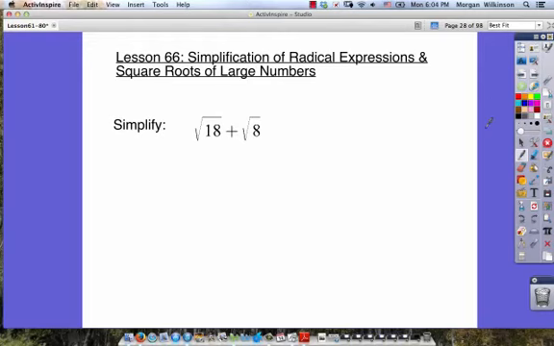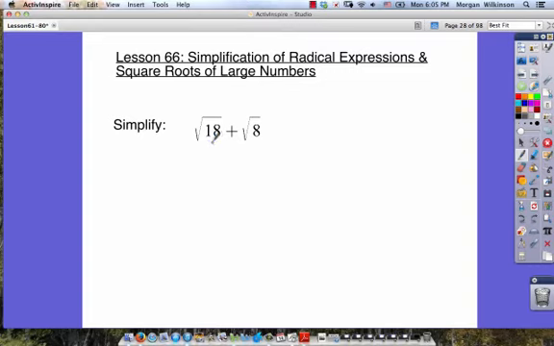Lesson number 66 is about simplification of radical expressions and square roots of large numbers. Now our first problem is to simplify the square root of 18 plus the square root of 8. We're adding here, so we need to break down both of these numbers.